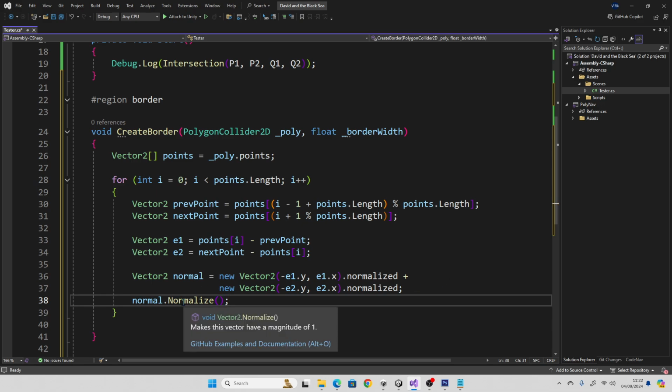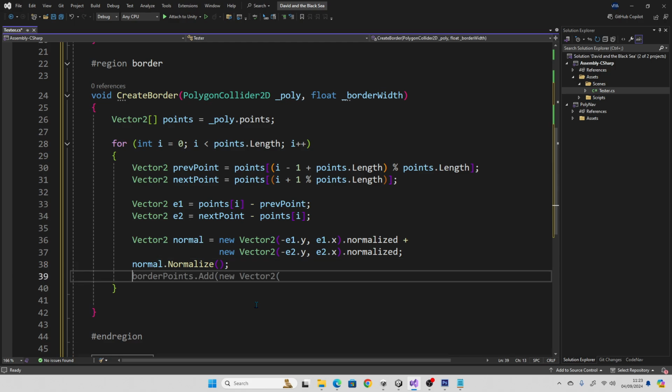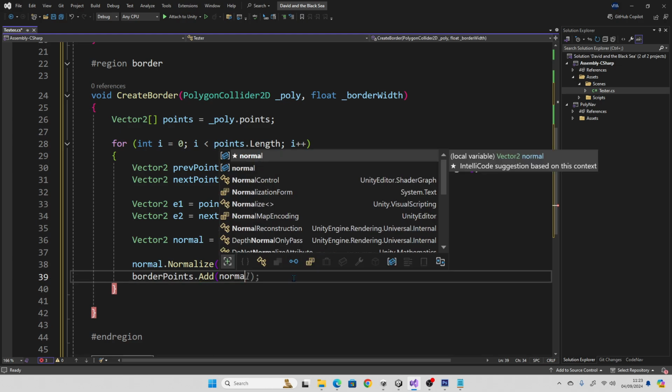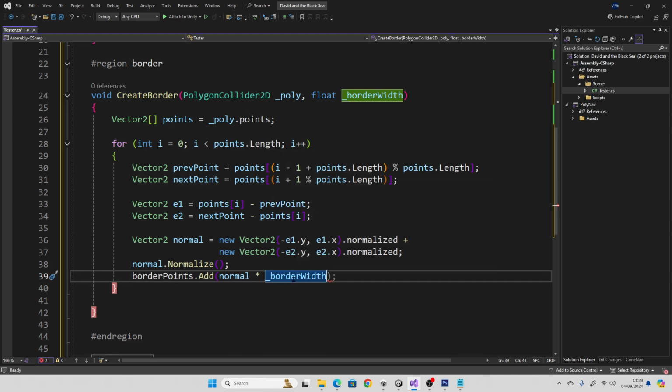Right. And normalize, as you see, makes this vector have a magnitude of 1. So the x and y will be calculated in such a way that the magnitude will be 1. And once we have a magnitude of 1, 1 times anything is going to be normal times our border width. So if border width was 0.5, 1 times 0.5 is 0.5. If it's 1 times 3, then our border width is 3, then we get a 3.